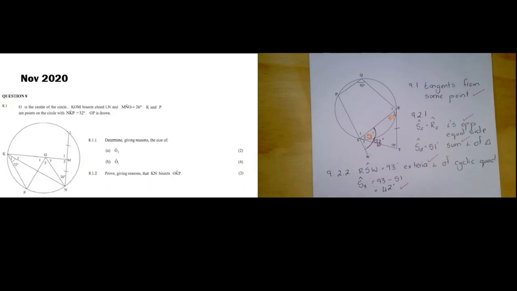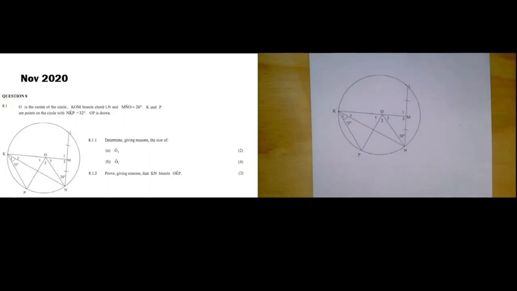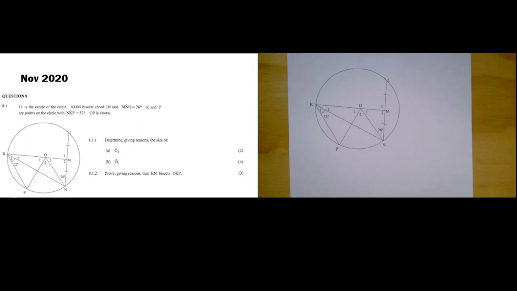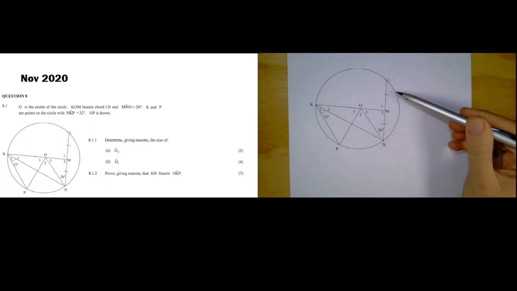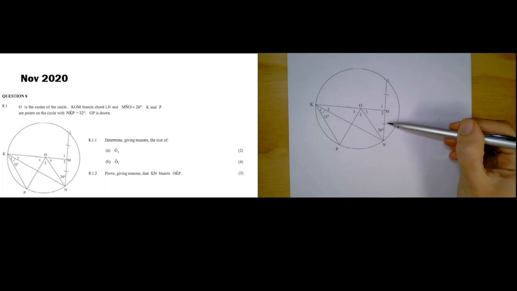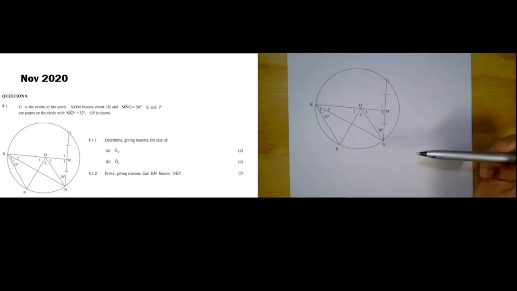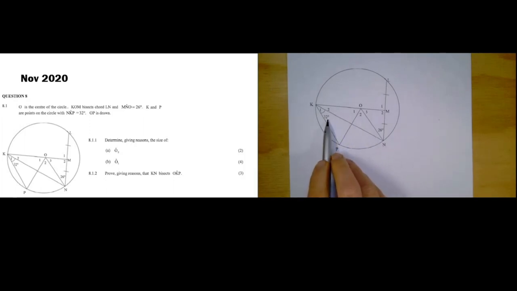If we go on to November 2020, they've given me the following sketch and they've said, O is the center of the circle. Very important. KOM bisects LN, so it cuts it in half, so I know those two are exactly the same length. I must think back to the first theorem. Angle MNO is 26 degrees, K and P are points of the circle, and angle NKP is 32 degrees. OP is drawn. My first question.